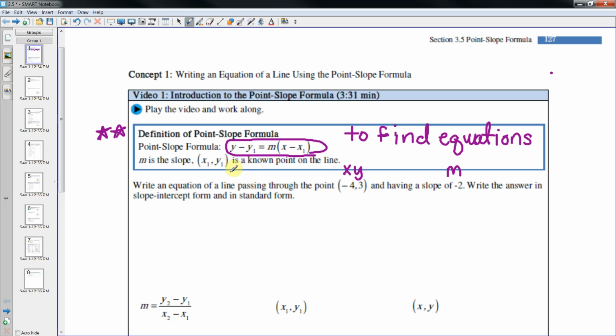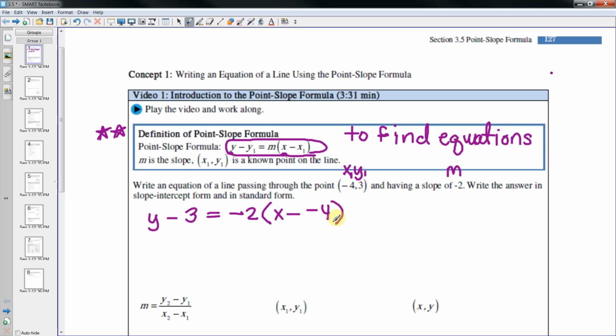So my point is going to go in for my x1, y1. My x right here and my y right here stay an x and a y because I want to end up with an equation that has x's and y's in it. So when I go to plug it in, I'm going to have y minus y1, which is a 3, equals m, which is -2, parentheses x minus x1, which is a -4.